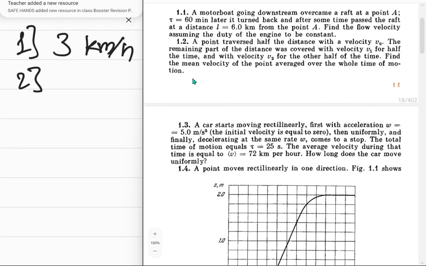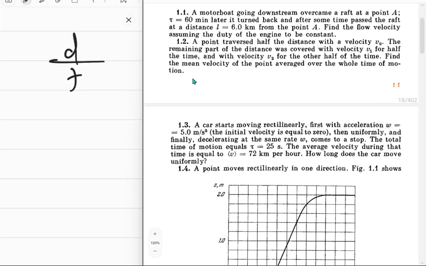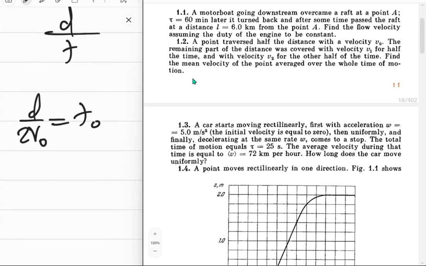So just total displacement upon the time. Let's say that the complete distance that was covered was d. So d upon the time required. And now how do you find the time? So half of the distance was covered with v naught, right? So d upon 2 upon v naught. Let's say t naught. So that's the time required for the first part.